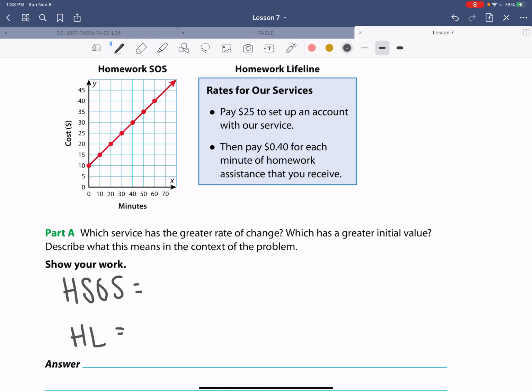Homework SOS starts off at $10, which is our initial value. And then Homework Lifeline, you have to pay $25 to set it up. That's going to be our initial value. 10 is our starting output, so that's our initial value. That's where I got that from. So we have to pay that part. And it says for Homework Lifeline, they're paying $40 for each minute. Or I'm sorry, 40 cents for each minute. I wrote my 4 like I used to.